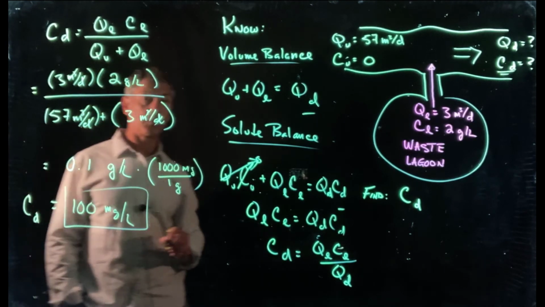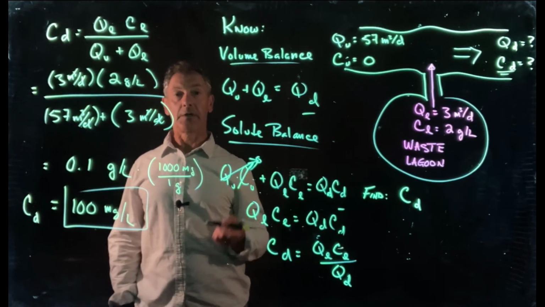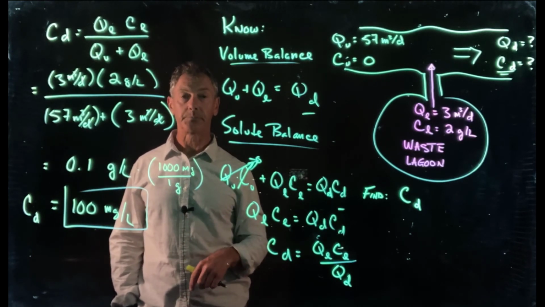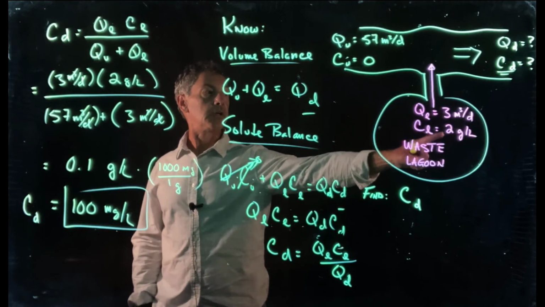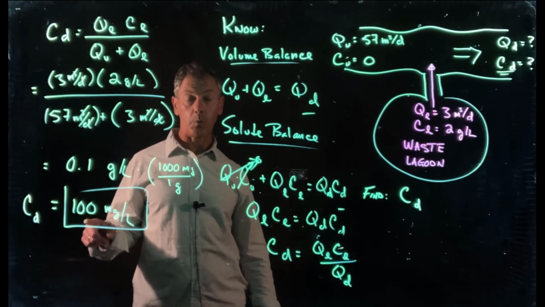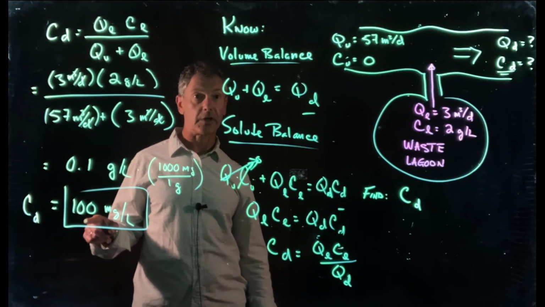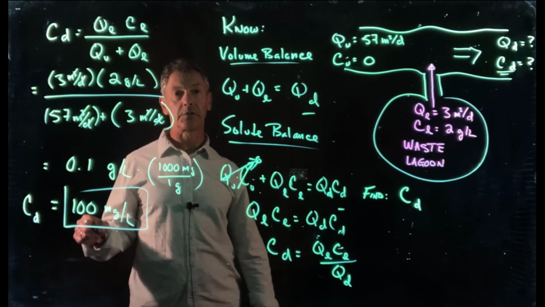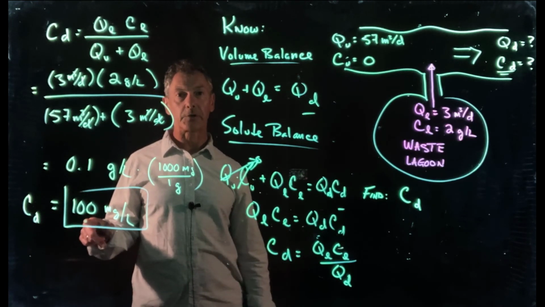And that is what we would report to the authorities to tell them that that's the impact that we're having on the stream. So the concentration that was originally 2 grams per liter is now diluted down to 100 milligrams per liter. Hasn't gone away, but often you can get away with dilution under environmental regulations.